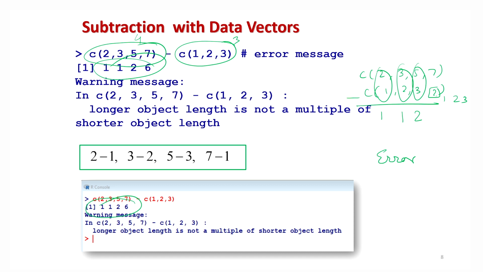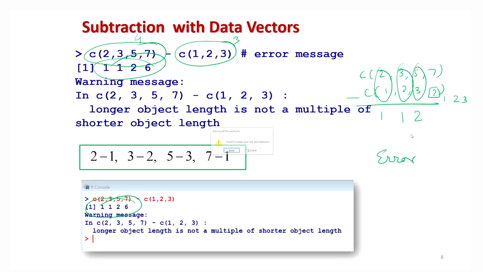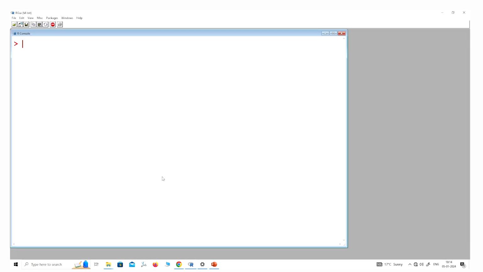So, R is trying to give you a warning to indicate that there is something which is not correct, but you have to see whether it was done intentionally or is it a mistake. Now, as a programmer, I have to see whether this is what we want or I have made an error, and then take a proper decision. Right. So, before I take the multiplication example, let me show you these things on the R console also, so that you get confident.